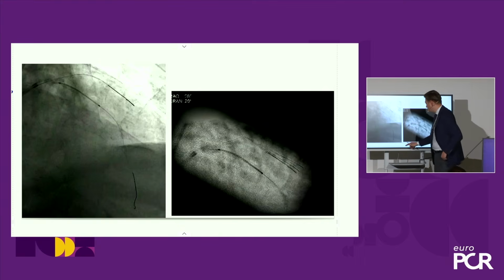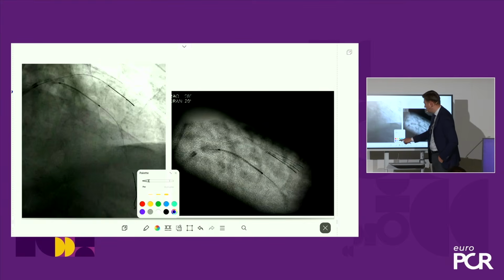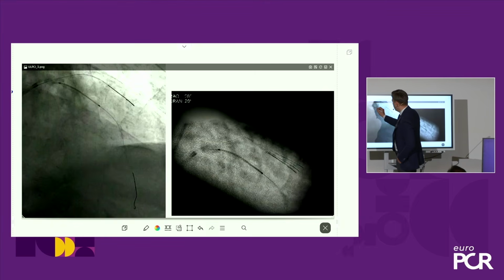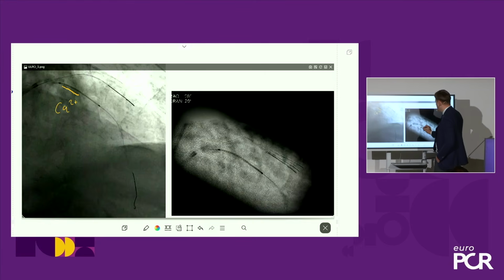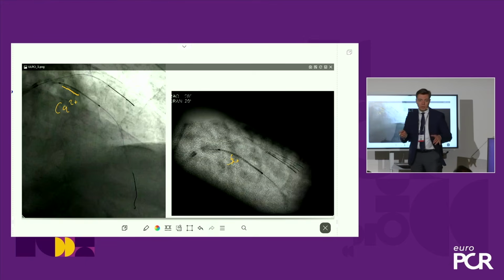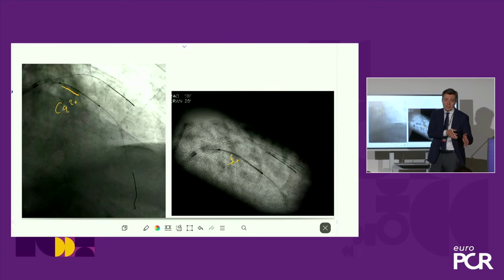And I wanted to highlight this here, because here is calcium. Now, of course, you knew, right here you can see actually calcium. And it's here as well, this here. You knew that from the IVUS. But the IVUS planning was at one instant, and the second instant is the real procedure. And we know it can change. The patient can move and so on.